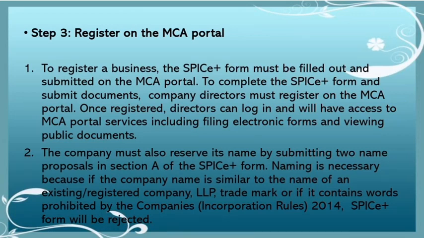Here, Part B of the SPICE Plus form has attached documents such as the DSC to verify and submit the form. The company must also reserve the name by submitting two name proposals in Part A of the SPICE Plus form. Naming the company is a necessary part, because if the company name is similar to the name of an existing or registered company or LLP trademark, or if it contains words prohibited by the Companies Act 2014, then the SPICE Plus form will be automatically rejected.